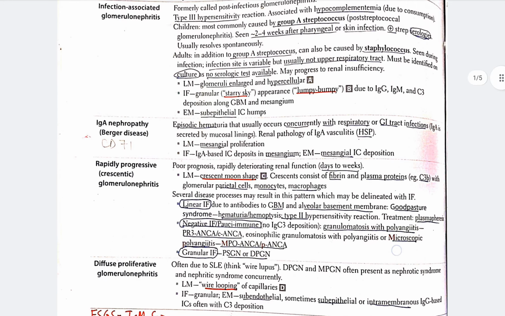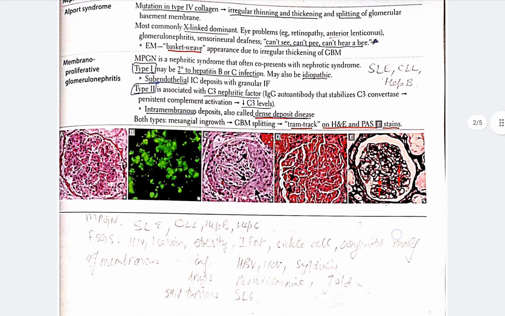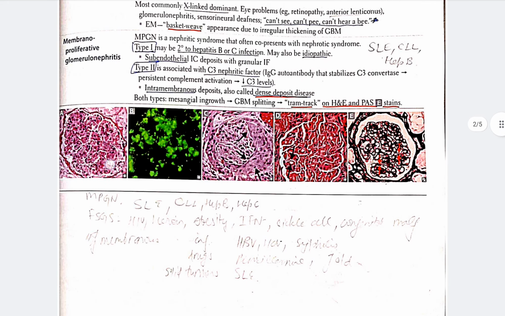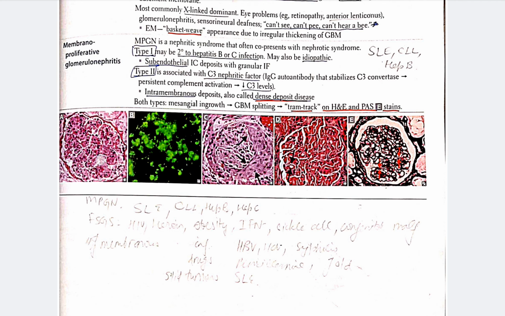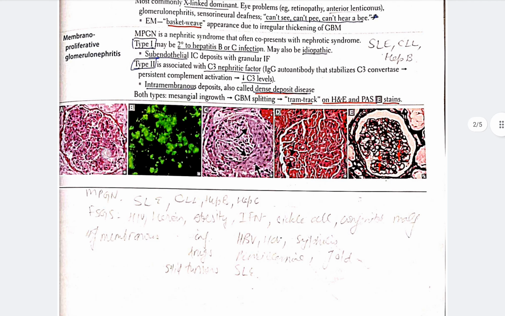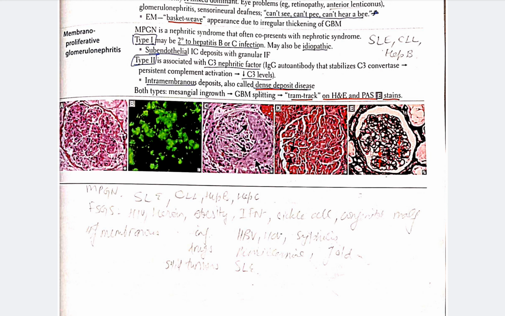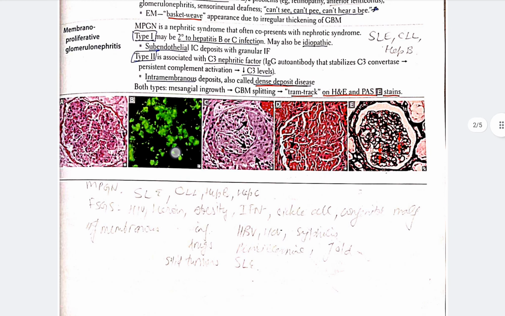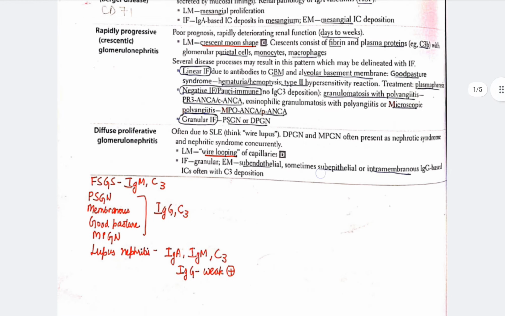So let's see the image. See, this is an image showing a hypercellular glomerulus with infiltration and inflammation. It is related to post-streptococcal glomerulonephritis. And this is the immunofluorescence showing the lumpy-bumpy or starry sky appearance.